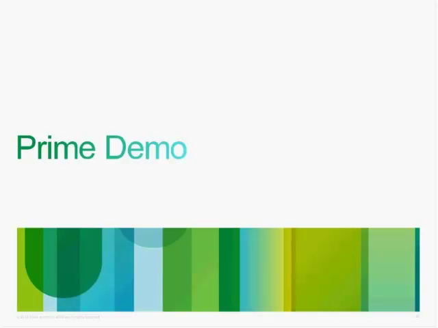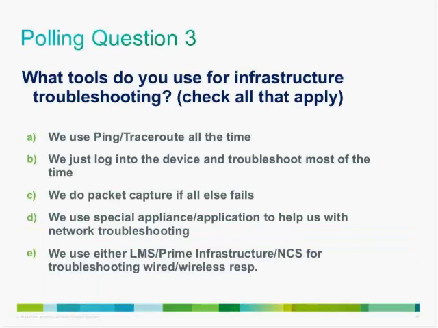Okay, let's get our last polling question in. What tools do you use for infrastructure troubleshooting? Is it A, ping traceroute all the time? B, we just log onto the device and troubleshoot most of the time? C, we do packet capture if all else fails? D, we use special appliances or applications to help us with network troubleshooting? E, we either use LMS, Prime Infrastructure, or NCS for troubleshooting wired and wireless, respectively.